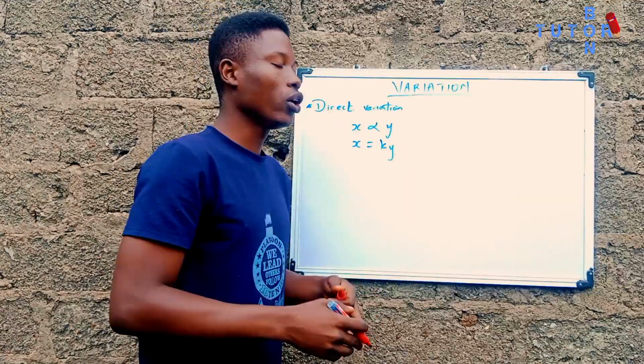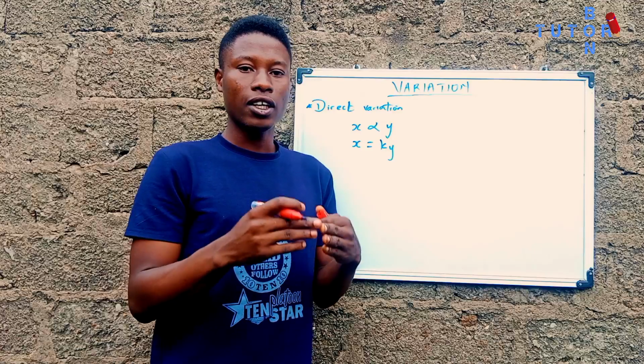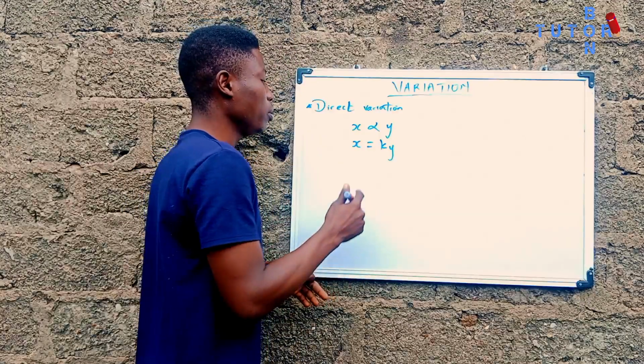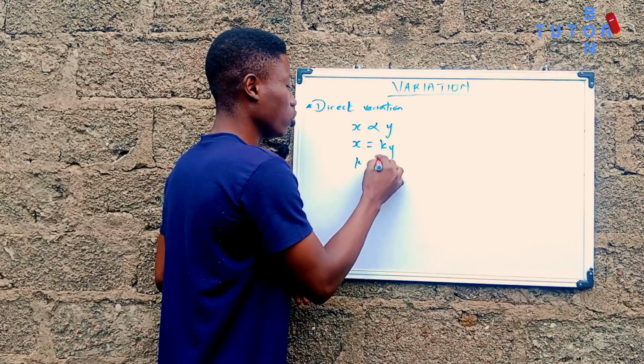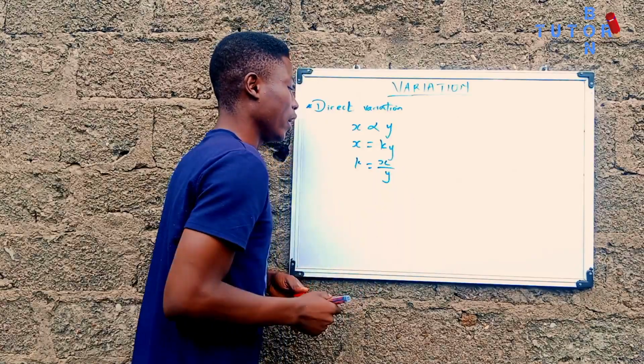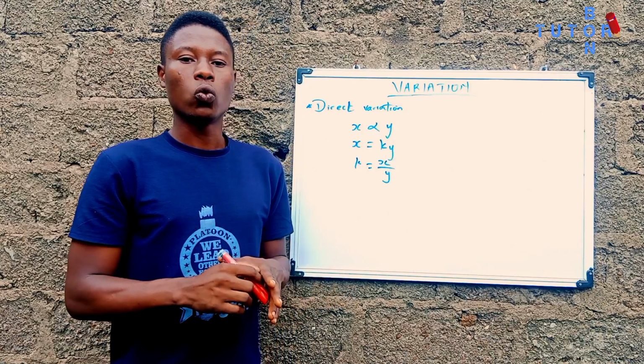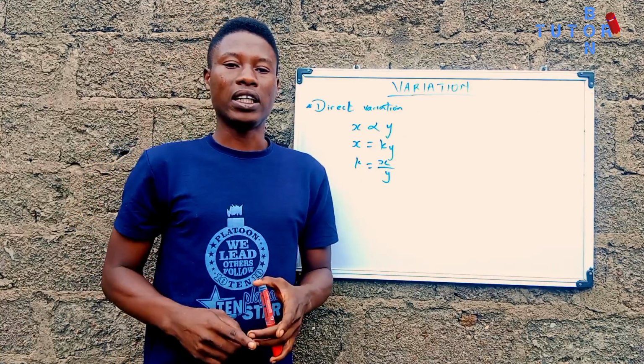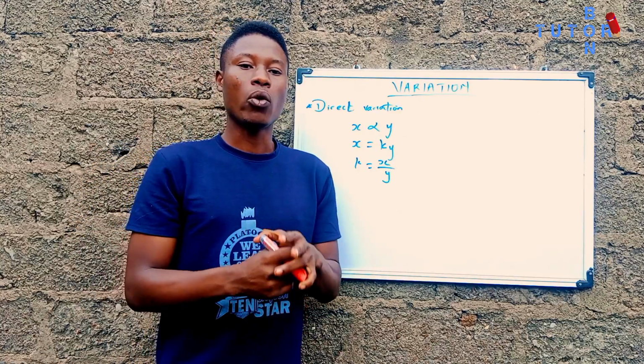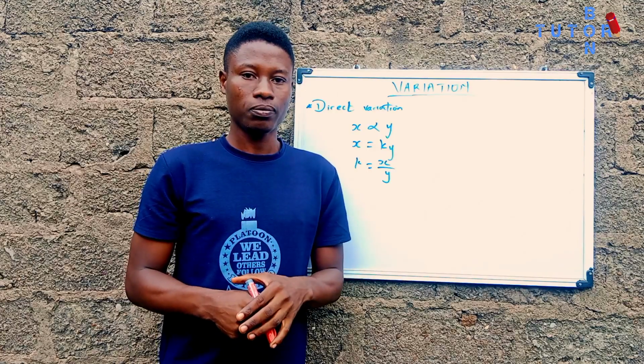This is a constant way of a direct variation, and what this simply means is that your k is equal to x over y. The value you will be getting whenever you divide your x by y will be the same. That is, it will be constant. That's why we call it direct variation.